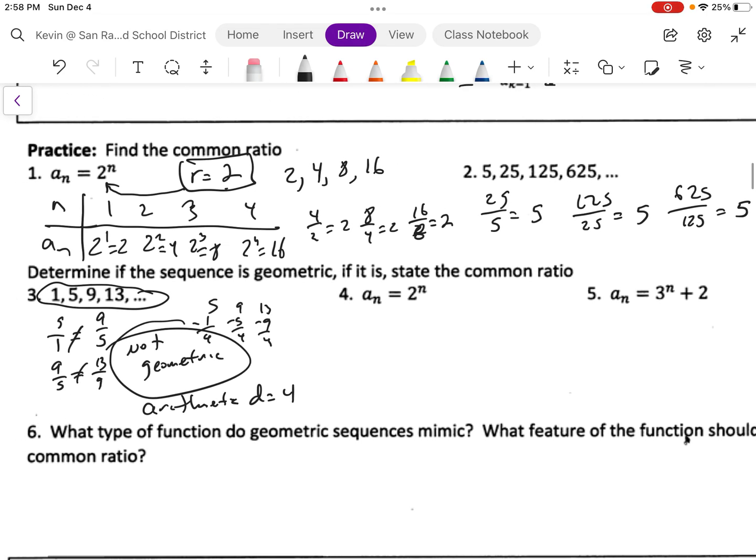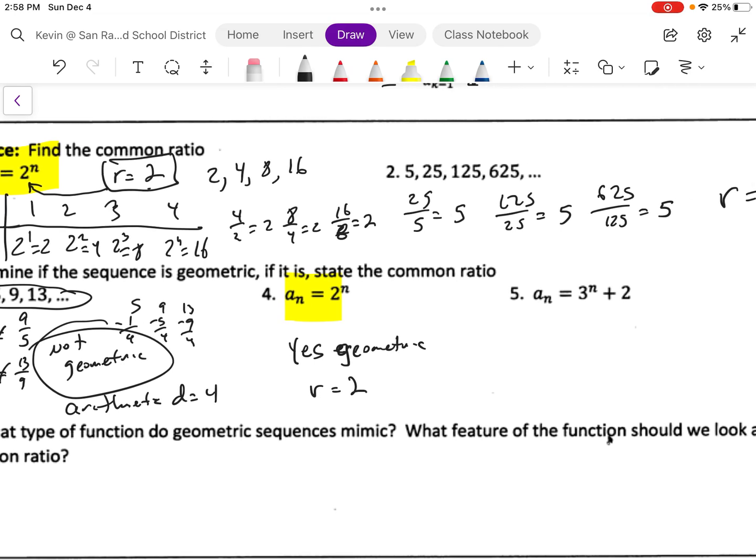Come over here to number 4, and that's the problem we just looked at up here. So we know that yes, indeed, it is geometric, and the common ratio is 2.